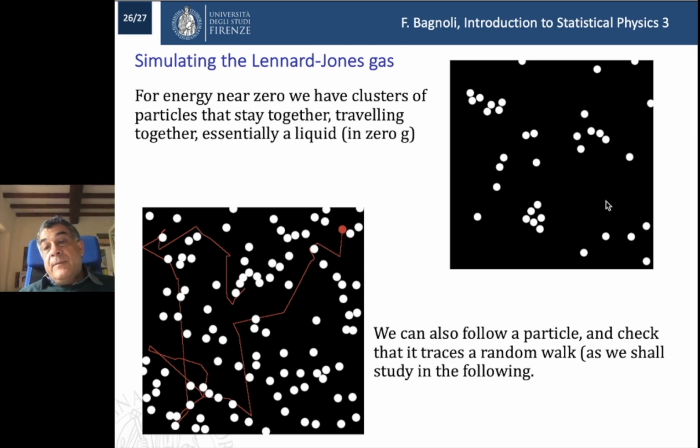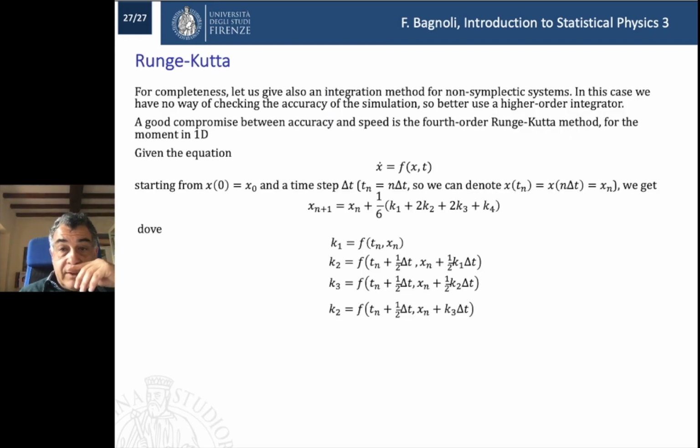At energies near zero, we have essentially formation of droplets, which is what a liquid does when it starts to change phase. Clearly we have no density, no gravity here, so we don't have a surface separation, but we could introduce it.